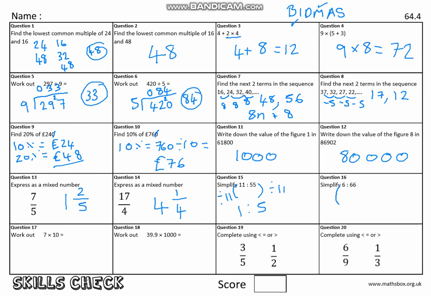This one, so 6 to the ratio of 66. Well, I know for a fact that 6 goes into both of them. So if I divide 6 by 6, I get 1. And if I divide 66 by 6, I get 11. So our final answer there is 1 to 11.